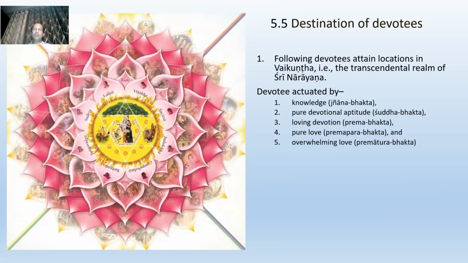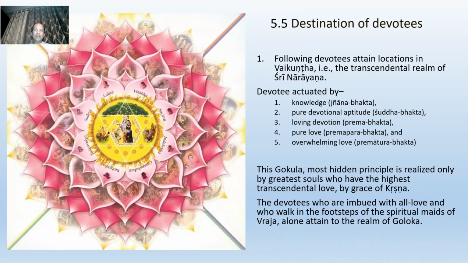They attain the Vaikuntha planets, different categories or different planetary systems in the Vaikuntha realm, which is still a transcendental realm. But Goloka is said to be so extraordinary and unachievable that even devotees in this mode cannot attain it. Then who can attain it? This Gokula or Goloka is the most hidden principle and is realized only by the greatest souls who have the highest transcendental love, by the grace of Kṛṣṇa. So those are the key words, by the grace of Kṛṣṇa, and they do not care for anything beyond the satisfaction of Kṛṣṇa.